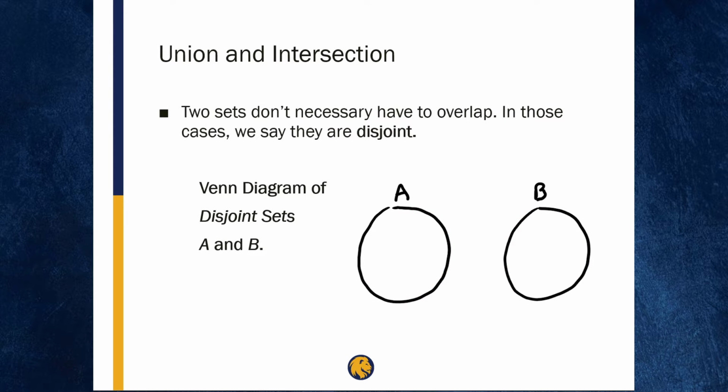Two sets don't necessarily have to overlap, however. In those cases, we say that they are disjoint. So here's a Venn diagram of two disjoint sets. When there are two disjoint sets, the intersection is empty, or in this case, we say A intersect B is equal to the empty set.